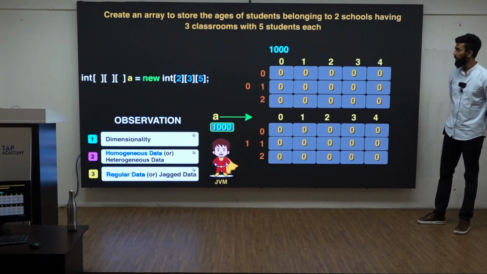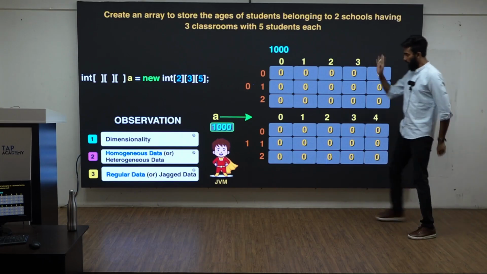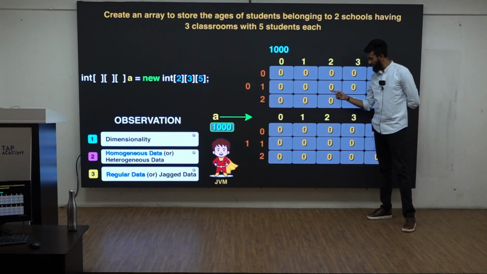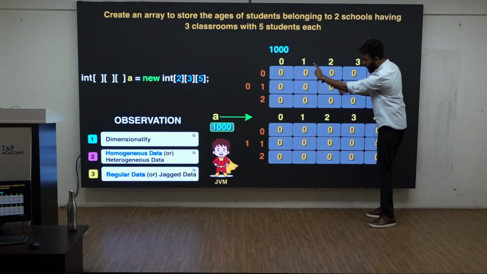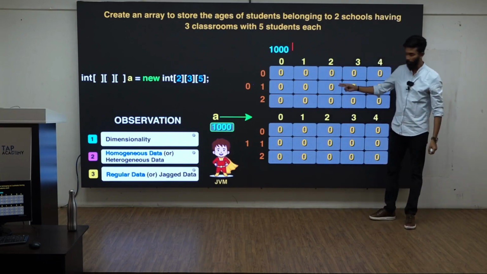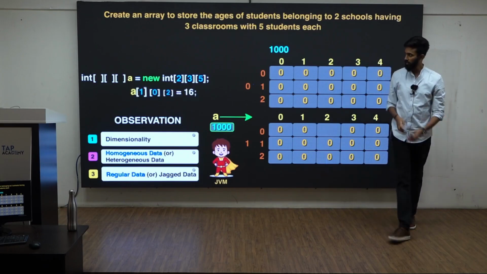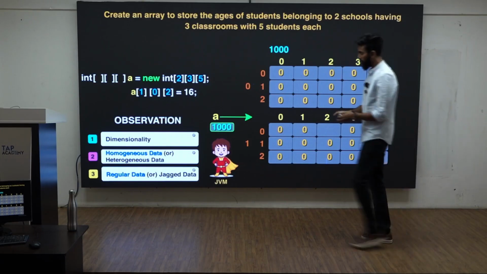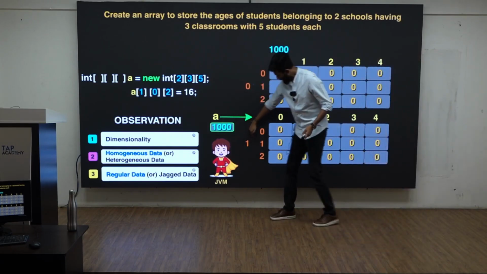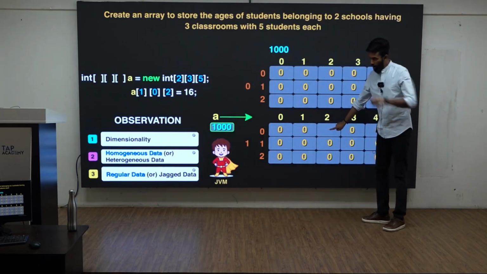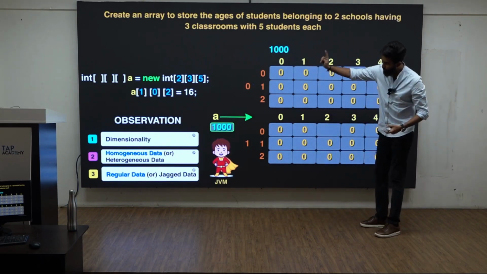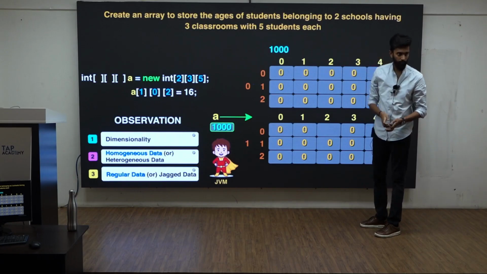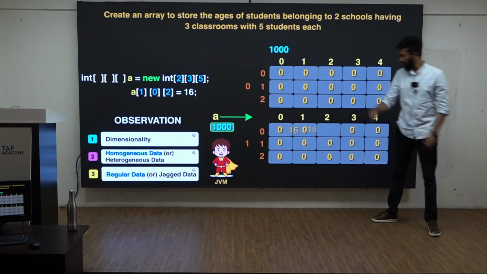Yes or no? Okay. Now, let us assume I want to store one student's age here. Let us assume I want to store 15. How to store? A of 0, 1, 2. I hope you are able to understand. Similarly, I am showing you an example there. See, 16 I am storing. A of 1, 0, 2. So, A of 1, 0, 2, or in English, second school, first class, third student. Yes or no? 100% 16 comes and gets stored.